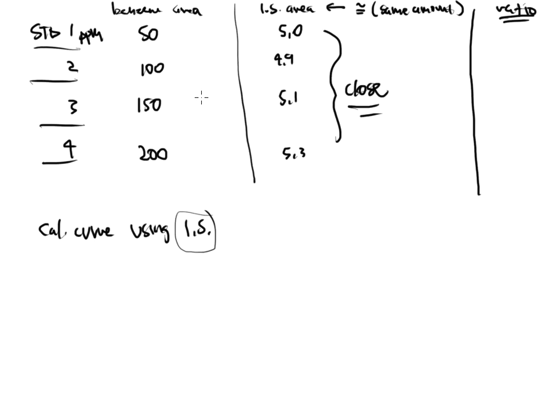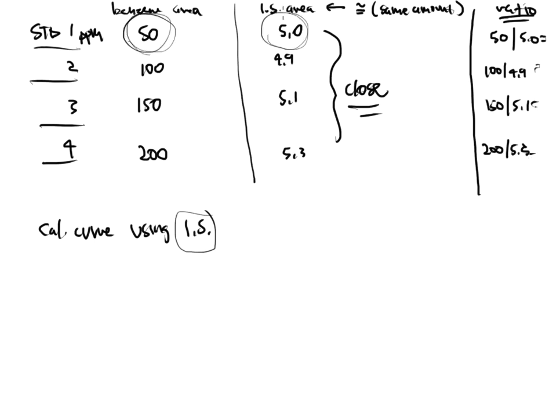So what I do is that I create a ratio, and I take the area of my analyte, 50, divided by the area of my internal standard, which is 5.0, and I get a number. And then I do the same thing for the next one. I take 100 divided by 4.9, 150 divided by 5.1, and then 200 divided by 5.3. So I take the area from the analyte divided by the area of the internal standard, and I get this new ratio that begins to get developed.